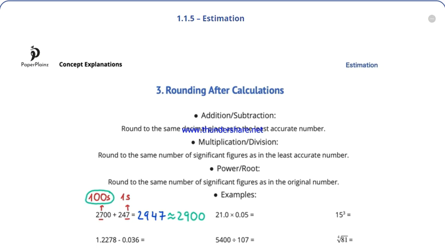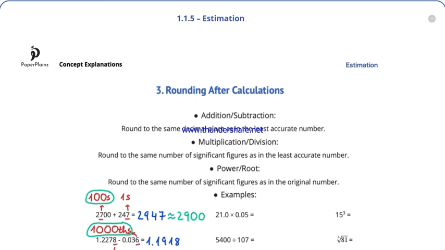1.2278 minus 0.036 is 1.1918. In the first number, 8 is the least significant figure, and in the second number, it is 6. 8 is at the 10,000ths place, and 6 is at the thousandths place. So 0.036 is the least accurate, therefore we will round to the 1000ths place in our answer, which gives us 1.192. Let's see multiplication and division.